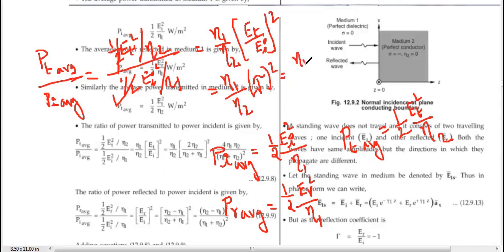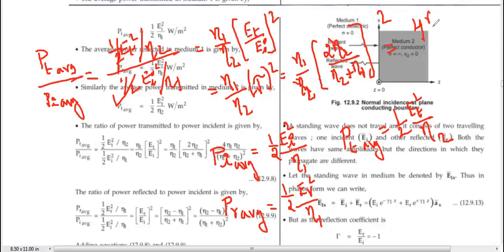What is the transmission coefficient tau? Eta 1 by eta 2 into the transmission coefficient, 2 eta 2 by eta 2 plus eta 1, whole square. Got it, my dear students? In the numerator there is an eta 2, and one eta 2 gets cancelled, and here also one eta 2 gets cancelled, and in the numerator the 2 square becomes 4. One eta 2 is cancelled, another eta 2 is there because it's a square term. So 4 eta 1 eta 2 whole divided by eta 2 plus eta 1 whole square.